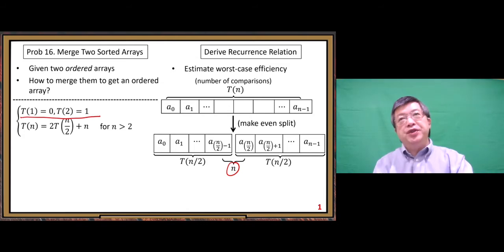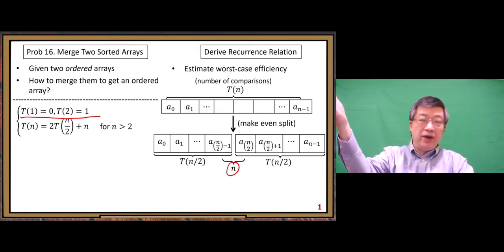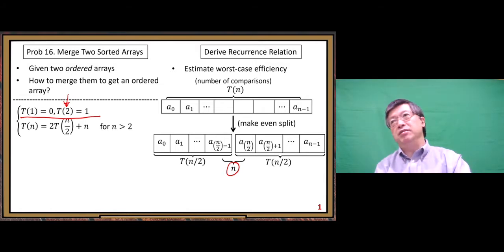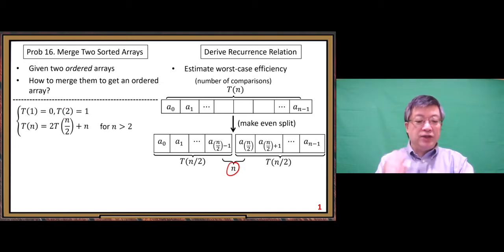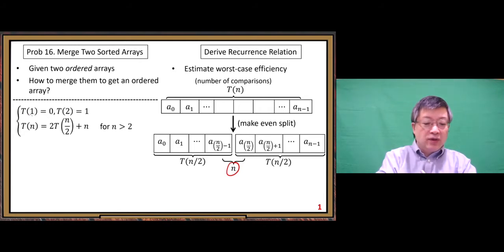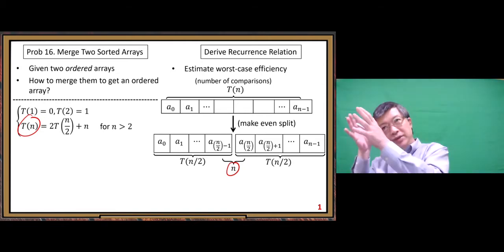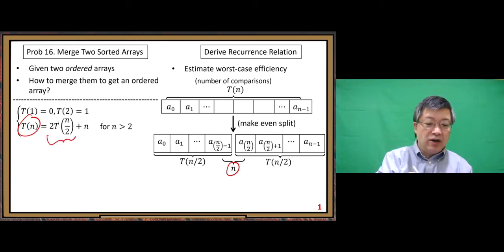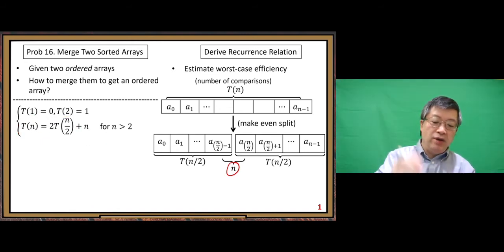Initial condition, very easy. If we have one element, no comparison needed, we already get it sorted. For two elements, we only need to do one comparison. We can get it sorted. So we have this initial condition. After that, to solve the whole problem, we have this expression. When we do the split, we conquer, we combine. We conquer two subarrays, we pay this much, and then combine, we pay this much, adding together. So we get this whole equation.